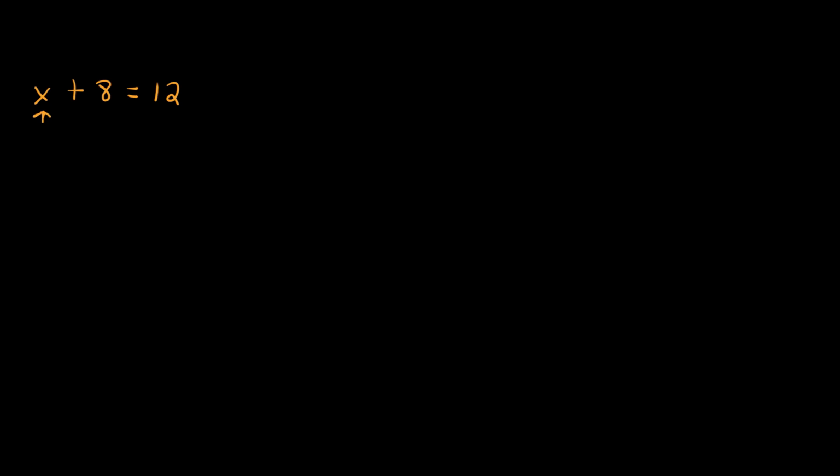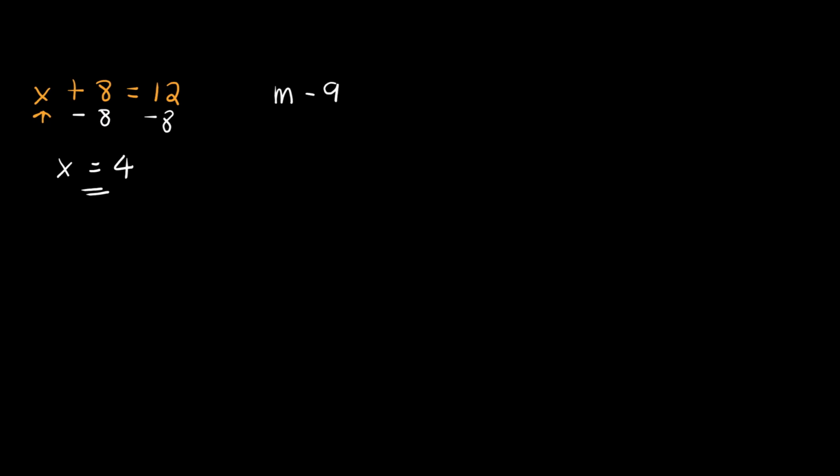So the opposite of positive 8 will be negative 8, or minus 8. And what we do on this side, we need to do on the other side. That's minus 8. So now we have x equal, and 12 minus 8 will be positive 4. Now try solving this one.